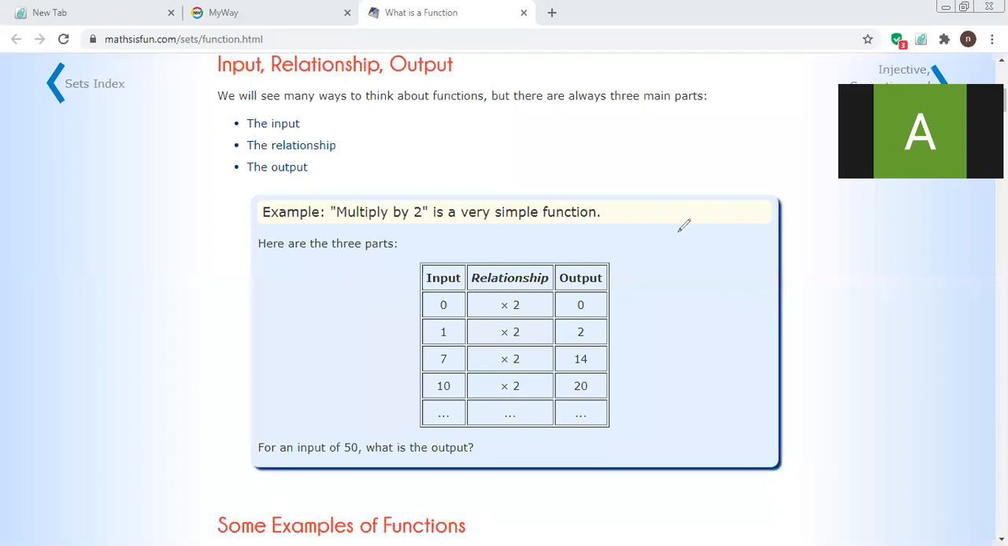Input we have 50 and relationship we have 2. It becomes 2 zeros are 0 and 2 fives are 10. So for an input of 50, the output we got is 100. Is there any confusion, class?